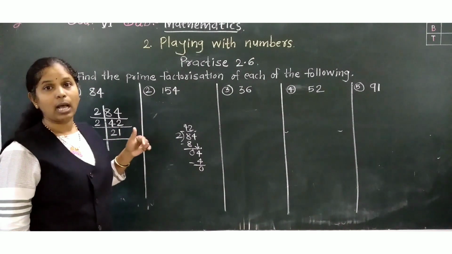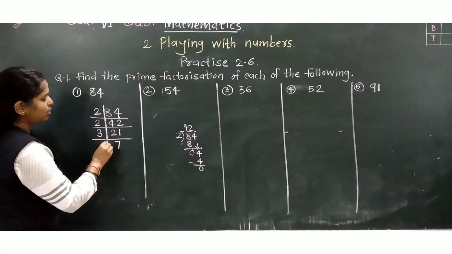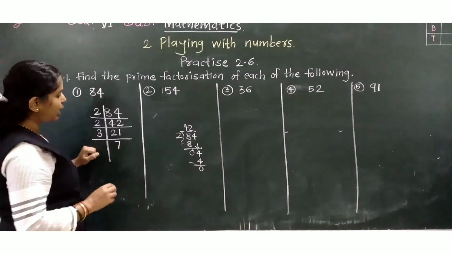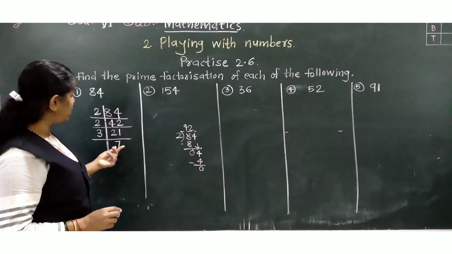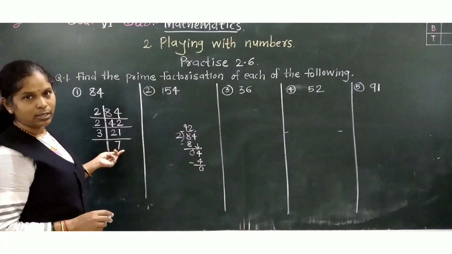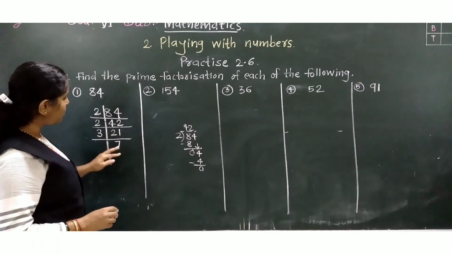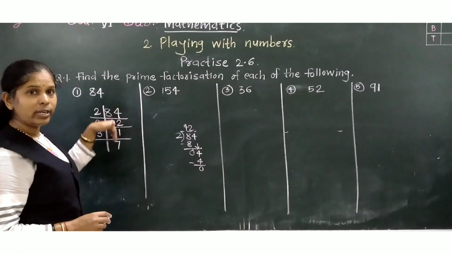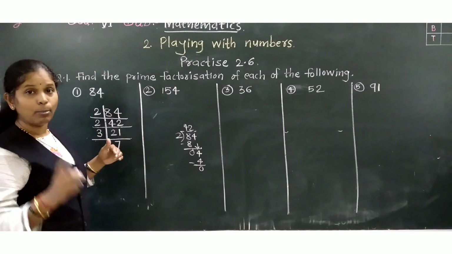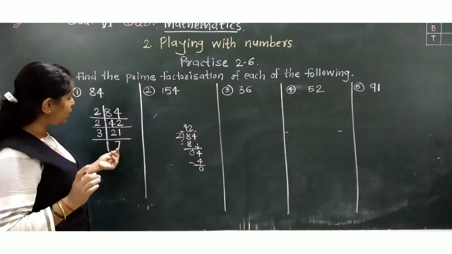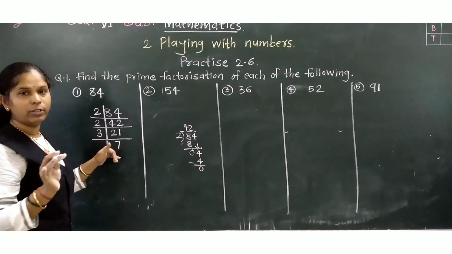Now 21 comes in which table? This table. So 3 7s are 21. Correct? 3 sevens are 21. Further, can you divide? Now this is the prime number, correct? So we can stop here. Here all are prime numbers, and here also we have to go on dividing till we obtain a prime number. So see here 7, that means our division is over.